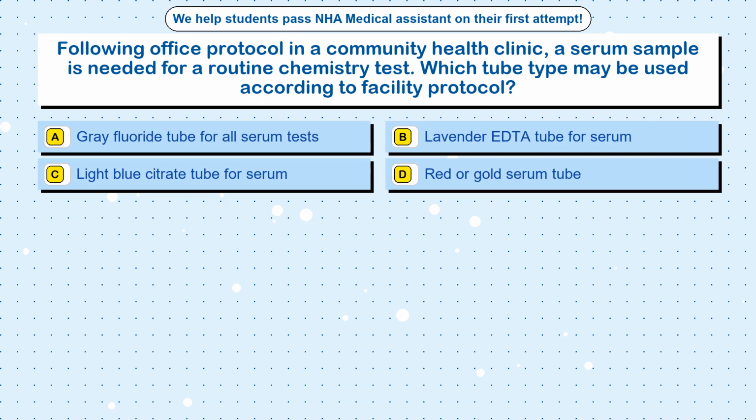Question 71. Following office protocol in a community health clinic, a serum sample is needed for a routine chemistry test.